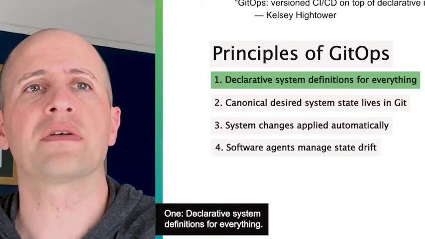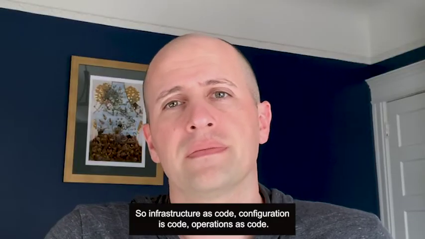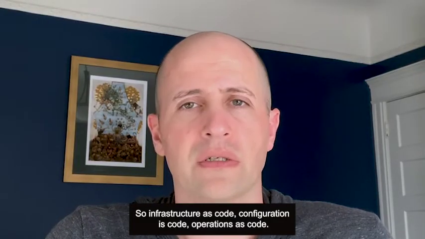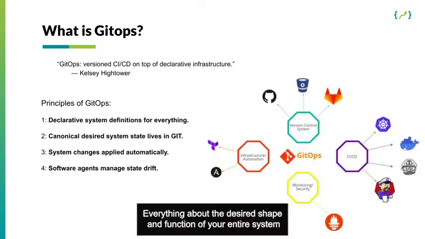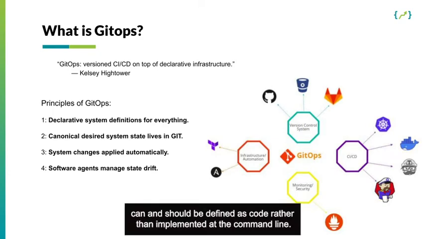One, declarative system definitions for everything. So infrastructure as code, configuration as code, operations as code. Everything about the desired shape and function of your entire system can and should be defined as code rather than implemented at the command line.